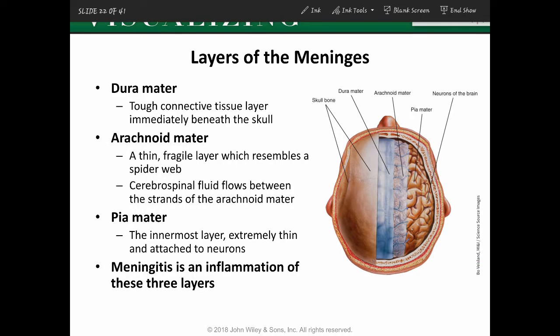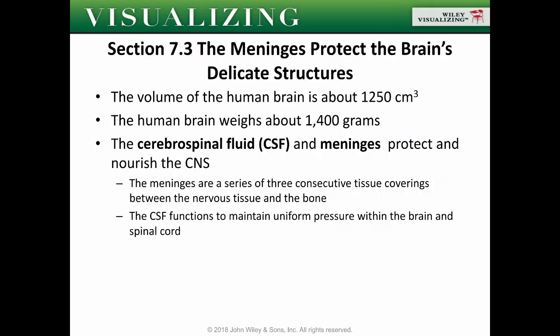Okay, so let us now discuss the anatomy and physiology of the brain. First, we'll discuss the meninges. The meninges protect the brain's delicate structures. The human brain is roughly about 1,250 cm³. Basically, it's not the largest, but it's on the larger side.